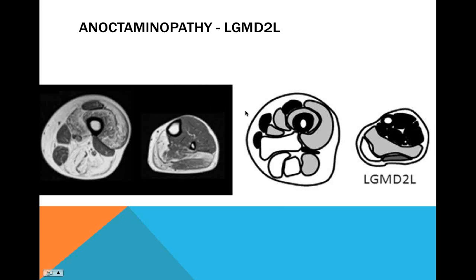Anoctaminopathy is LGMD2L, which is what I was speaking about earlier with the difference between the boy and the girl patients. So their characteristic findings, which has been actually something that I've seen, is that the medial gastrocnemius muscle tends to be more involved than the lateral gastrocnemius muscle. Soleus is very involved, and you also see involvement of the hamstrings, sparing of the short head of the biceps femoris muscle, and also sparing of the sartorius and gracilis muscles, and actually some sparing of the rectus femoris muscle as well.